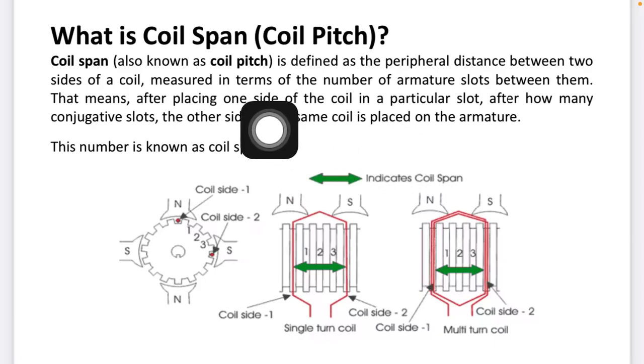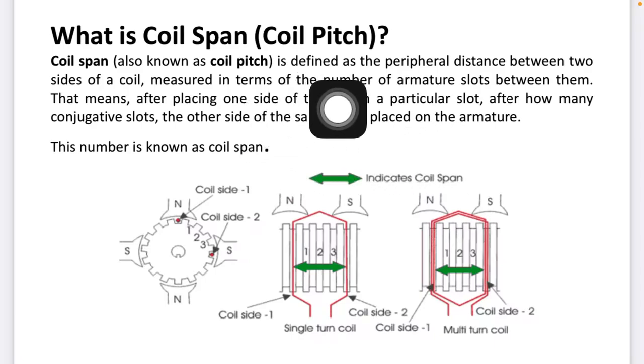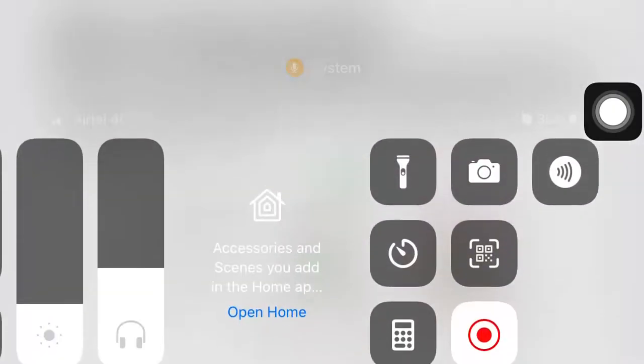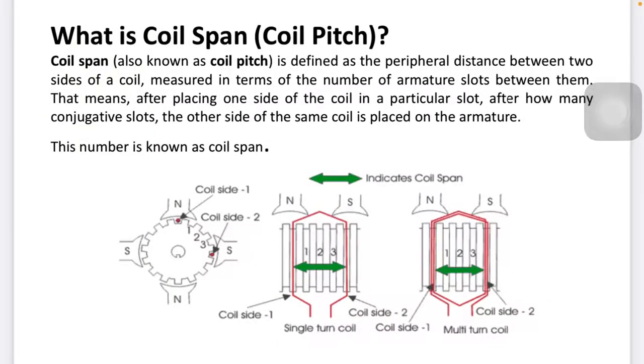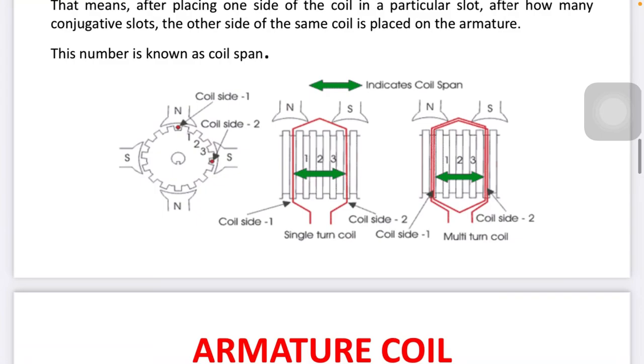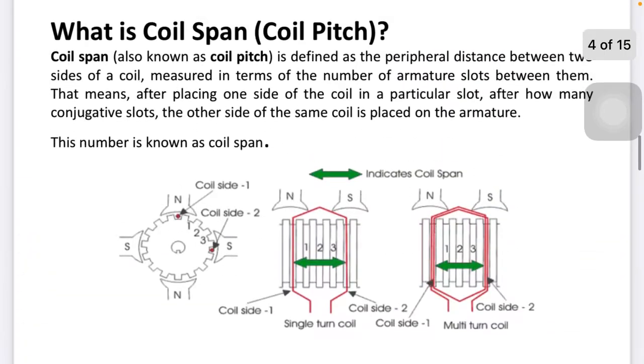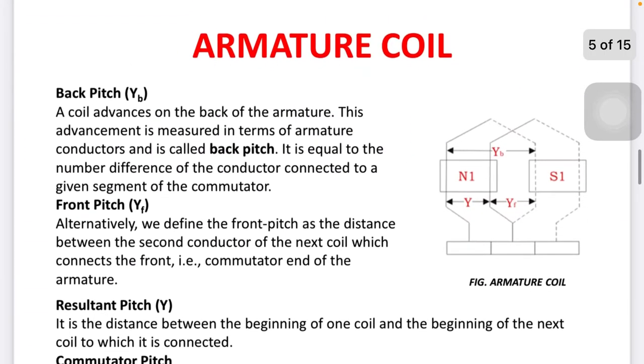I repeat that. Coil span or coil pitch is defined as the peripheral distance between the sides of the coil, measured in terms of the number of armature slots between them. That means after placing one side of a coil in a particular slot, after how many slots the other side of the same coil is placed on the armature, which is known as coil span. So simply, coil side 1 and coil side 2, the distance between them is the coil span or coil pitch.